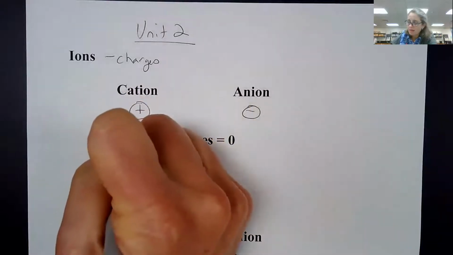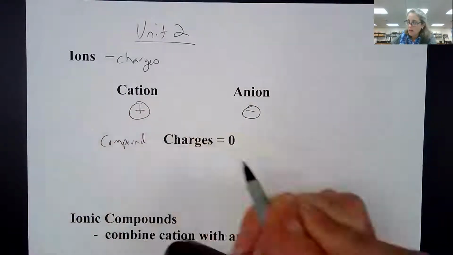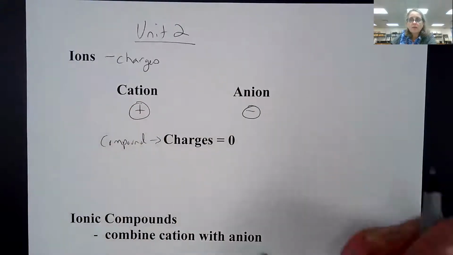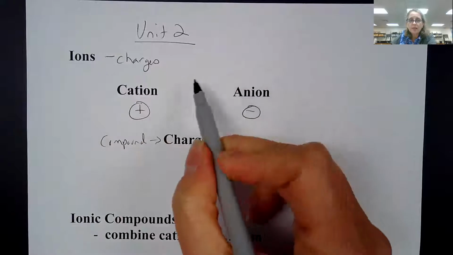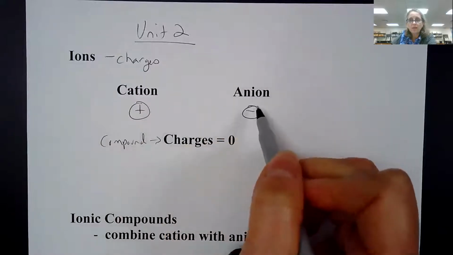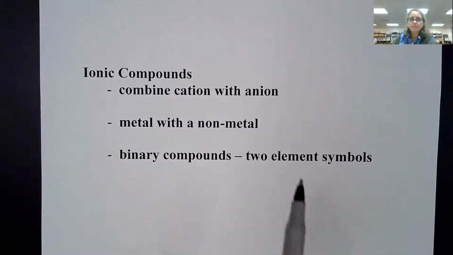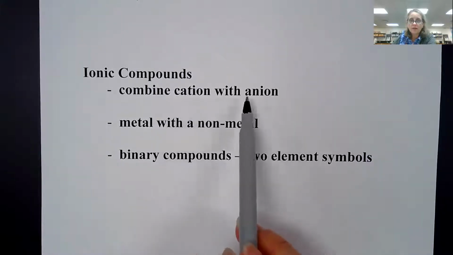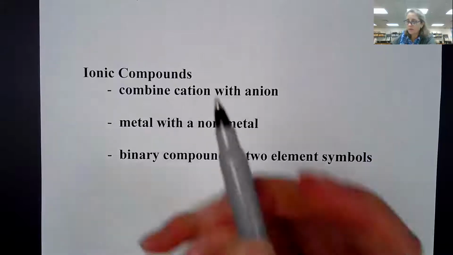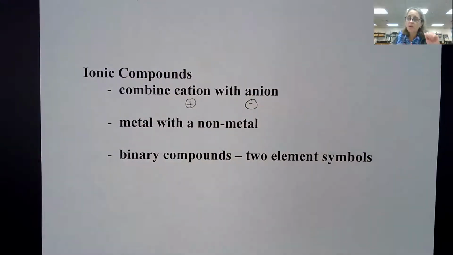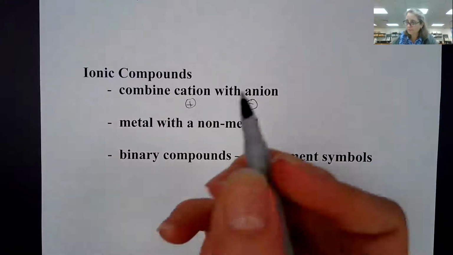When we make compounds, we have to get the charges equal to 0. So what we are trying to accomplish is getting the same amount of positives and the same amount of negatives to get it to 0. So in an ionic compound, it is always the combination of a cation with an anion. So it's always something with a positive charge and something with a negative. Like we understand, positives and positives don't get together, negatives and negatives don't get together. So we always are combining a positive with a negative.